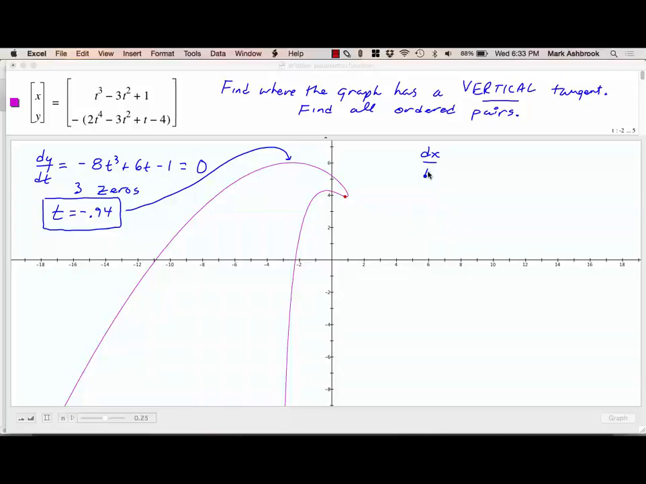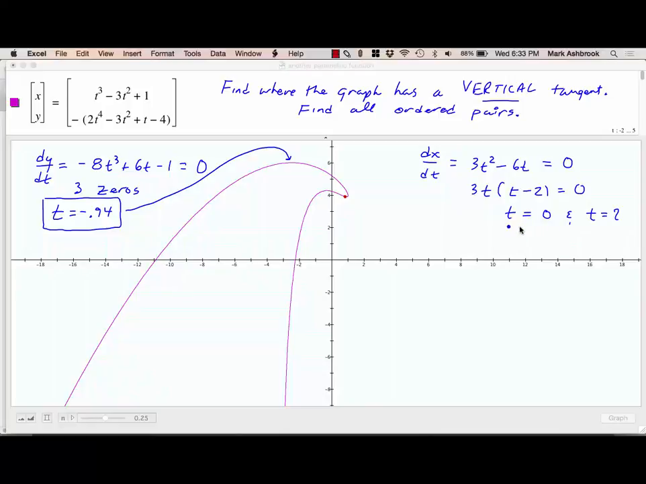And what was our dx/dt equation again? Okay, this one's very reasonable and manageable. How do we solve that? Factor out 3t, and we get? All right, so we like this a whole lot better than that last one. t equals 0 and 2. So t equals 0.